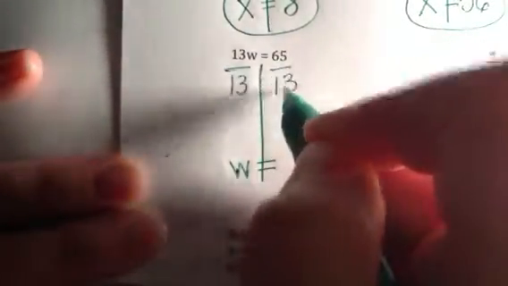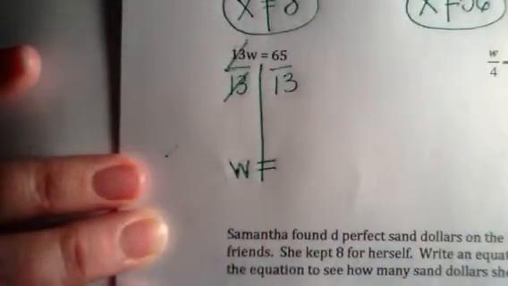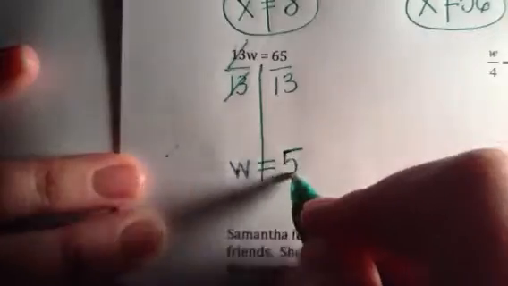We have to do that on both sides. The 13's cancel each other out because 13 divided by 13 is 1. This time I won't put the 1 here. And 65 divided by 13 is 5.